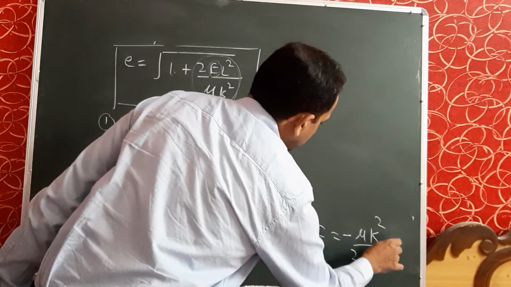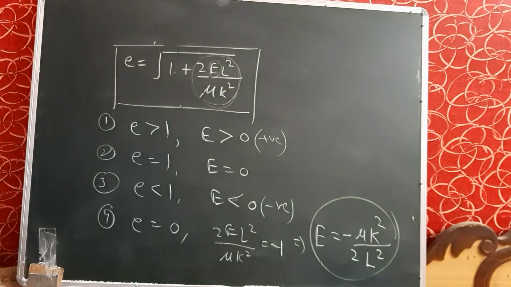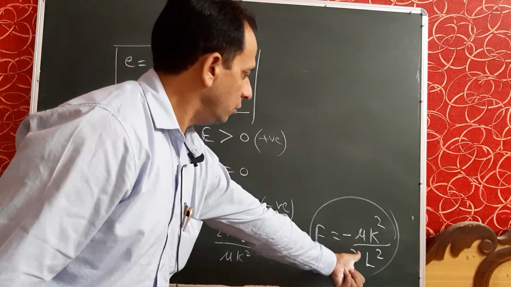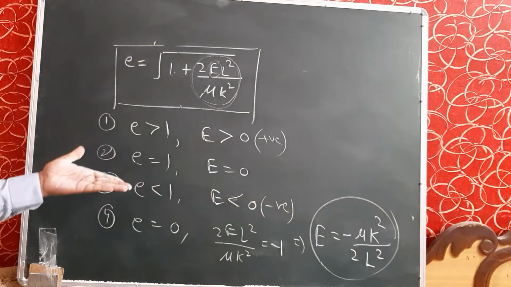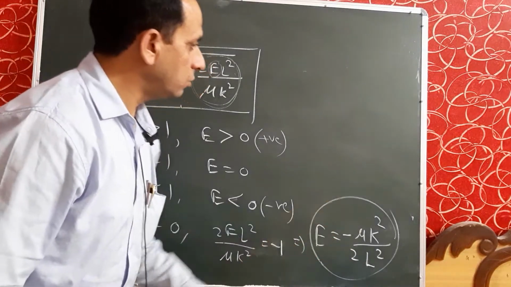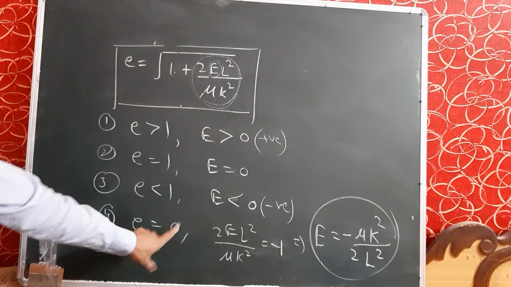So this is the fourth condition. It is also a negative value of E, but it is the minimum value below which this eccentricity has no meaning. So this is the last negative value for this condition.